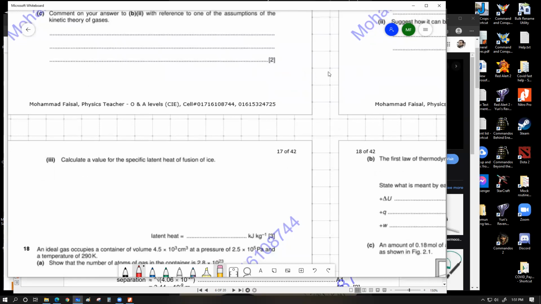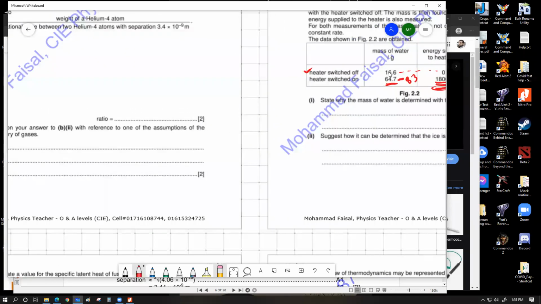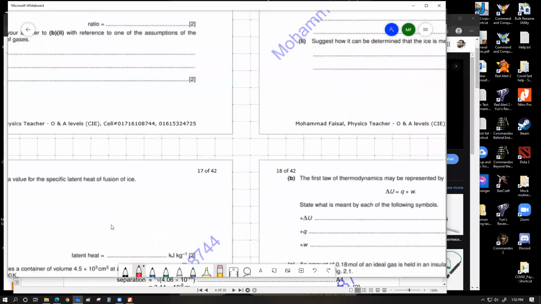It's pretty simple. All that you have to do is show 16.6 divided by 2 equals 8.3. It's good if you show that. And then 64 minus 7 minus 8.3 equals the mass, and then E equals mL_f. So directly go for the calculation. There are 3 marks for this.